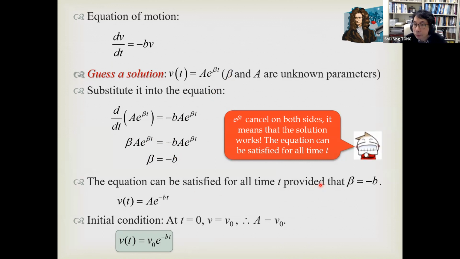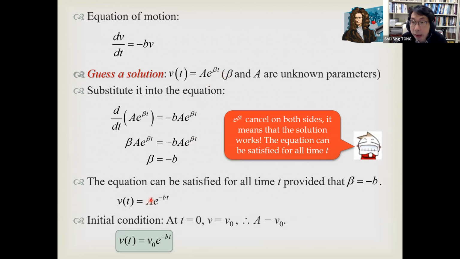So we have the solution. The equation can be satisfied whenever beta is equal to minus B. So we have this solution. But there is another problem. The A cancels on both sides, which means that A cannot be determined by a direct substitution of the solution into the equation, right?